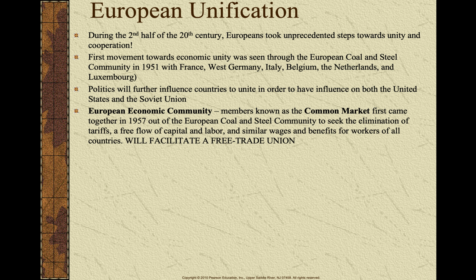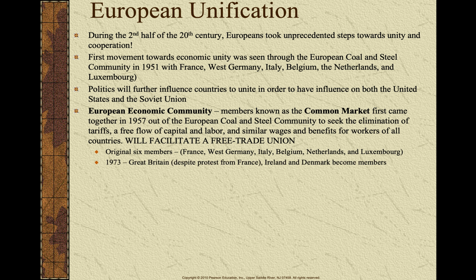We can move to Nevada if we want. We have to register with the state, but we can still do it. We don't have to become a citizen of Nevada. So we're starting to see some modern integration, which is really interesting. The original six members: France, West Germany, Italy, Belgium, the Netherlands, and Luxembourg.